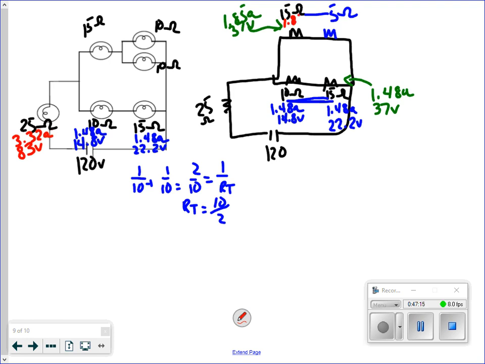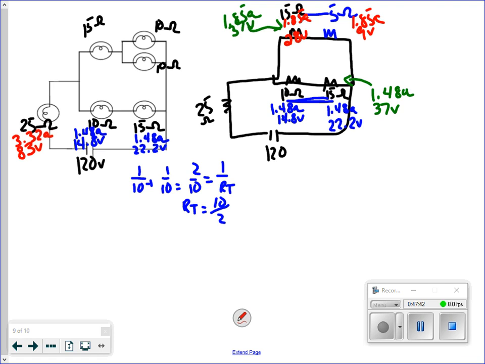So 1.85. I apologize how messy that is. It bugs me, but there's not a lot I can do. I'm reaching as high as I can to get that. All right, so 1.85 times 15 is, I'm going to round it, 28 volts. And then 5 times 1.85 gives me roughly 9.2. So I'm just going to say 9 volts again. It's not perfect, but it's pretty darn close.